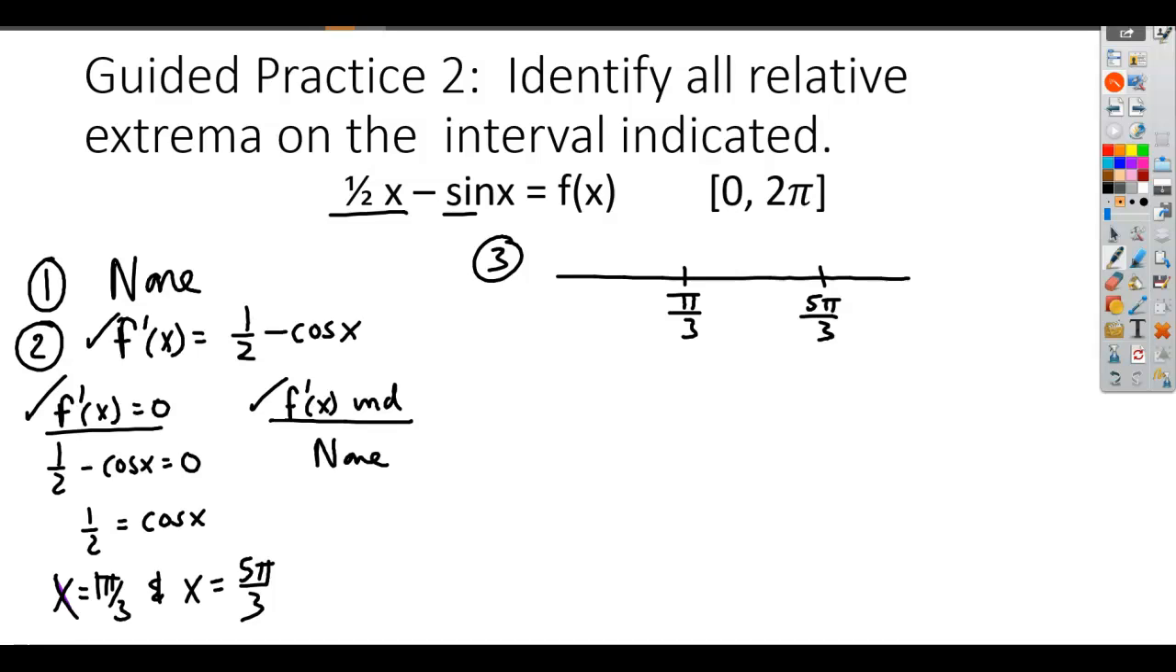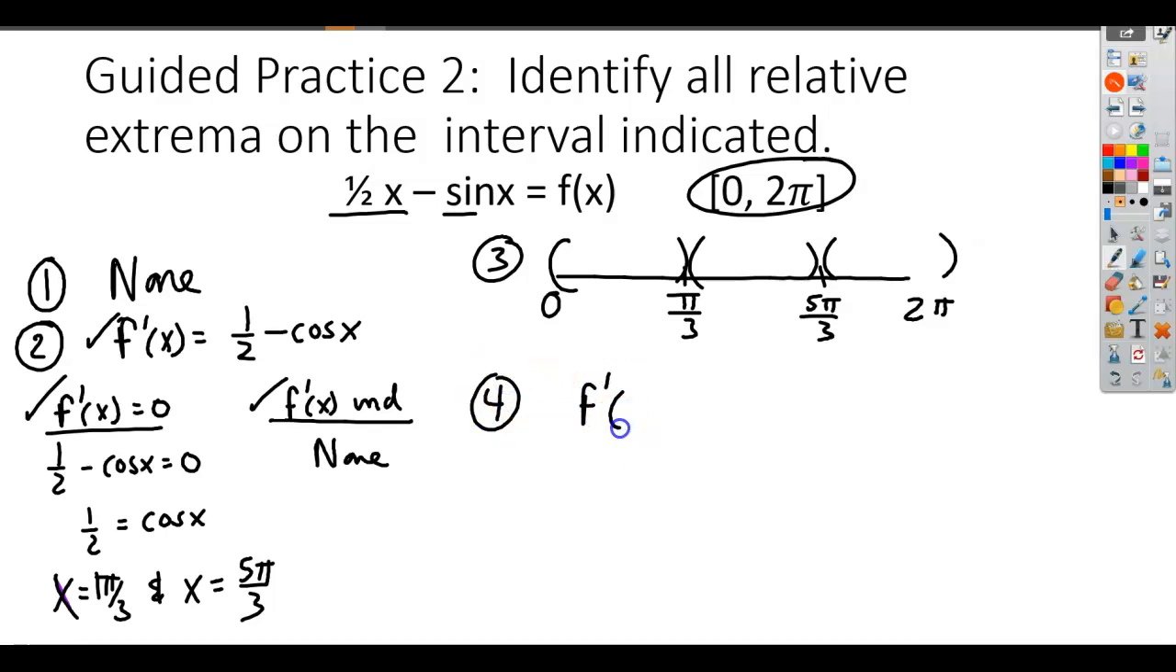You'll also notice on your number line, instead of putting infinity on the left and right, you're going to put 0 and 2 pi. And the reason for that is because they gave us an interval this time. So we end up with 3 intervals that we need to pick numbers from. All right? So for step 4, you guys need to pick a number, and you're going to plug it into your derivative.